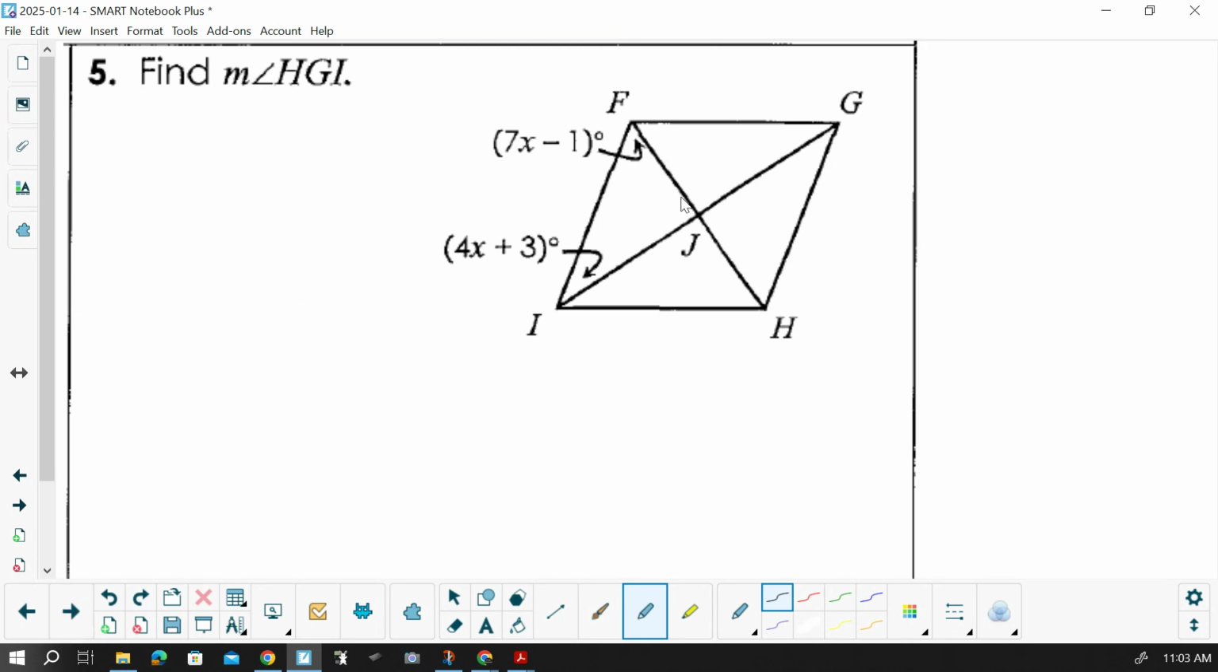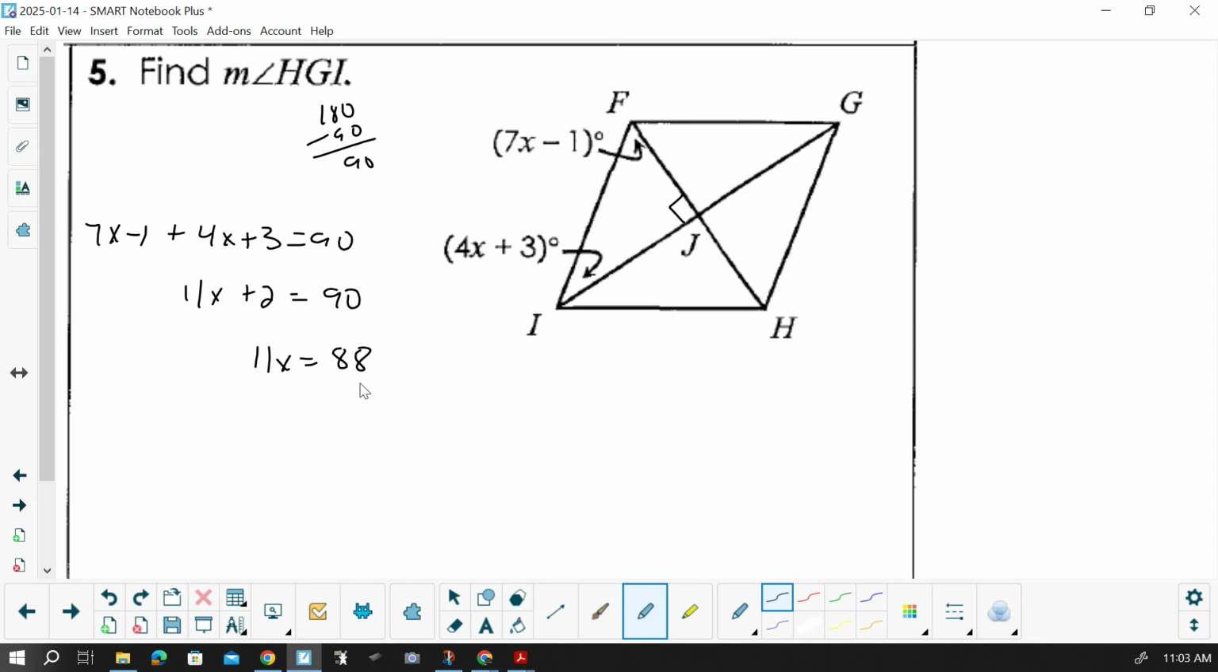Number 5. Now we already showed in that first question that the angles add up to 180, and this one's 90. So if I do 180 minus 90, I get 90 left over. That means that these two together have to equal 90. So I'm going to go 7x minus 1 plus the 4x plus 3 equals 90. Okay? Now let's combine our like terms. We've got a 7 and a 4. That makes 11. Negative 1 plus 3 is just plus 2. Equals 90. Subtract 2 from both sides. We get 11x equals 88. So divide by 11, x equals 8.